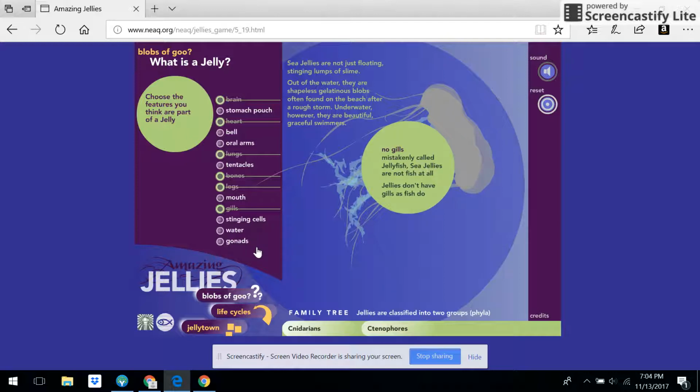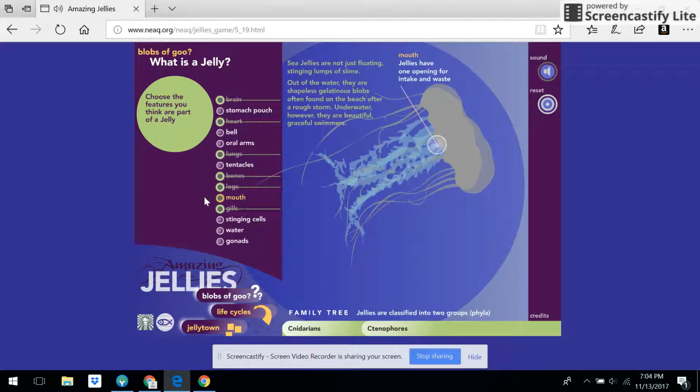What they do have, some things we've already talked about. They have a mouth that is going to be in the middle of their tentacles, and that is their only opening. So food enters here and waste exits here. After the food enters the mouth, it goes to the stomach pouch where it's digested, and then waste will come back out the mouth. The whole body structure is called a bell. It looks like an umbrella. Inside that, they have the stomach pouch. They also have gonads, which are reproductive organs.